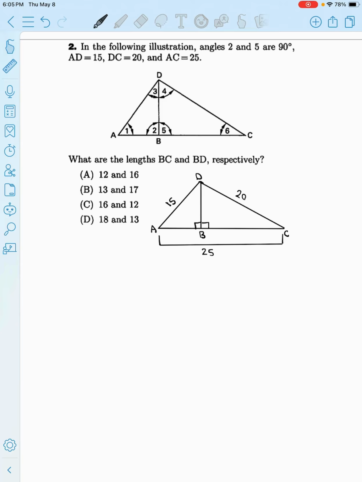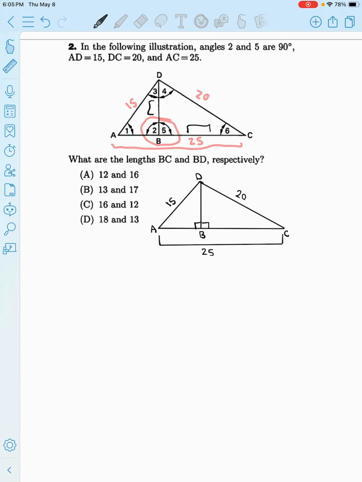So in this problem they say in the following illustration, angle 2 and 5 right here, they both are 90 degrees. AD here is 15, DC is 20, and AC, the whole entire thing, is 25. Right, and they say what are the lengths of BC, this one, and BD, this one.